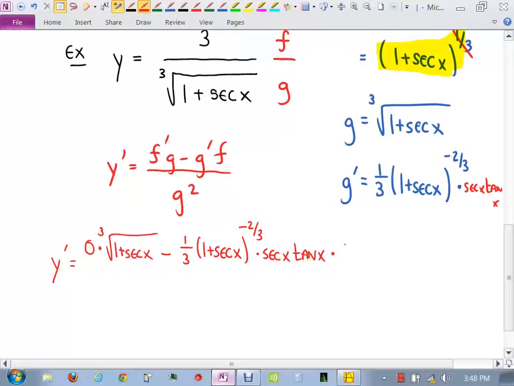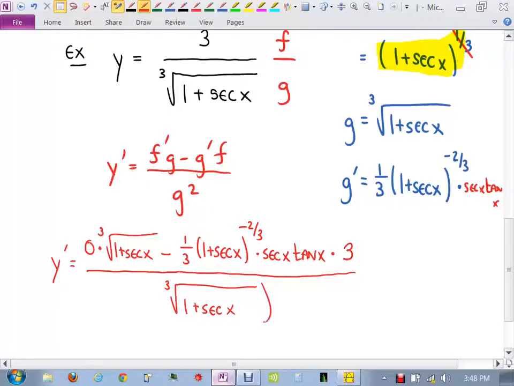What about F? Times 3, that's my F, all over G squared, which is that cube root of all that junk, squared. Nightmare. All that goes away. That top left is going to go away because it's 0.